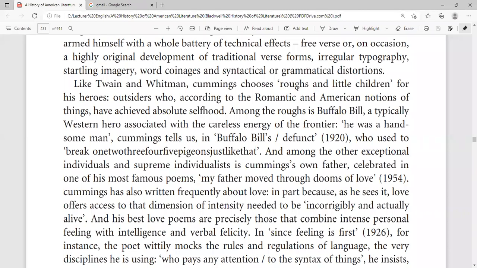E. E. Cummings chooses rough and little children for his heroes, outsiders who have achieved absolute selfhood. Among the roughs is Buffalo Bill, a typically Western hero associated with the careless energy of the frontier. So he was a handsome man in "Buffalo Bill's Defunct." That's a line of his poem. So Buffalo Bill is, you can say, a typical cowboy who emerges as a hero in Cummings' poetry.